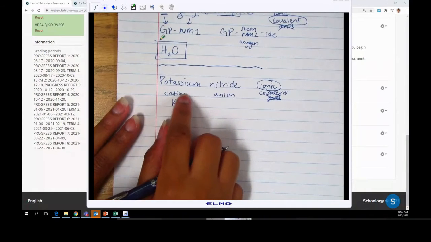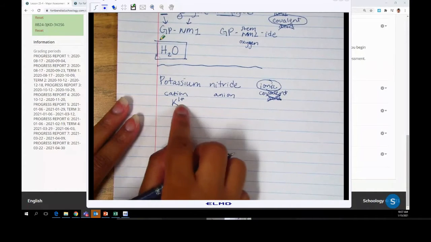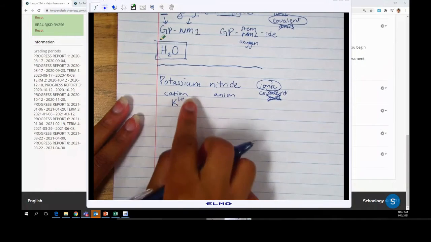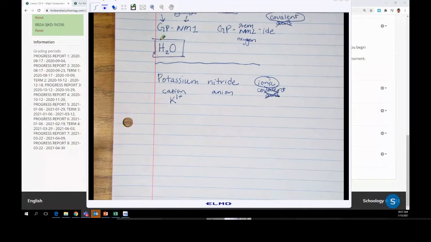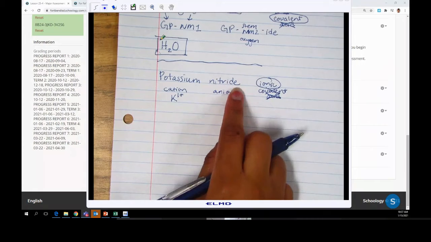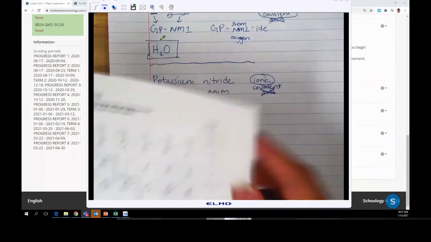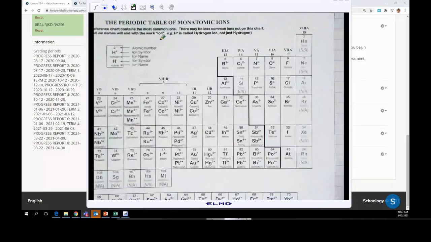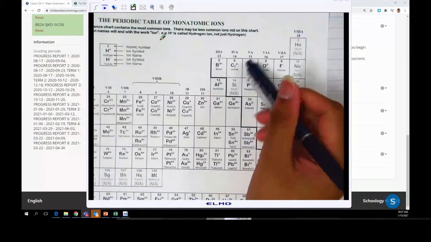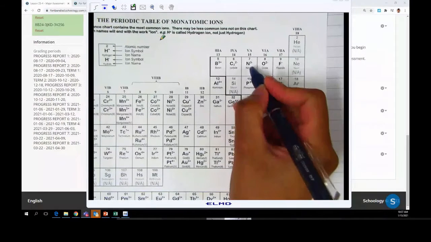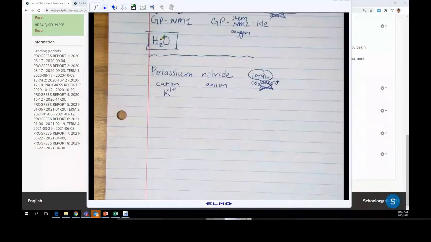I usually just put a plus, because we of course know that the 1 is assumed. I smudged a little bit. And I'm looking for nitride. That kind of sounds like nitrogen, but let me check. So I know nitrogen is over here. And boom, I see that the name for the ion for nitrogen is called nitride. So that's it, this ion here, N3 minus.